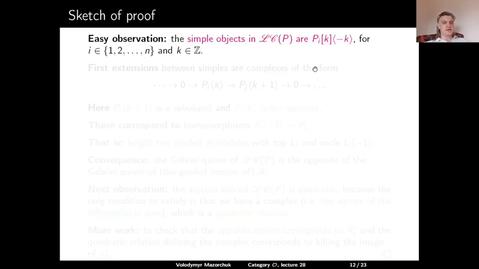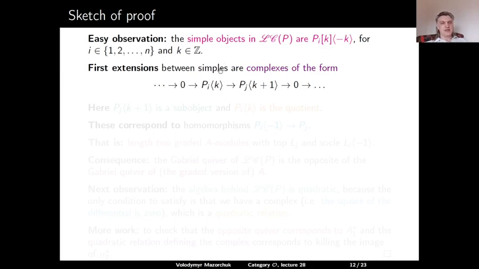It is quite easy to see that the simple objects in the category of linear complexes of projective modules are exactly the projective modules appropriately shifted in homological position and in graded degree. And first extensions between simple objects in the category of linear complexes are then given by complexes of projective modules which look as follows. So we have two non-zero components, we have two projectives shifted by k and respectively k plus 1 in the graded degree, and some non-zero homomorphism between them.